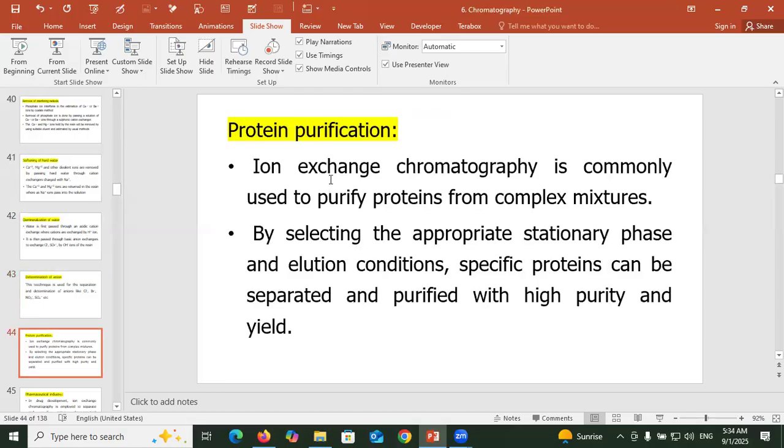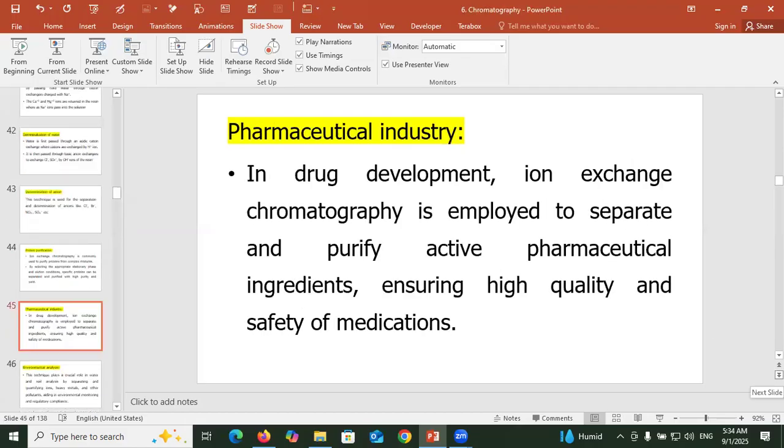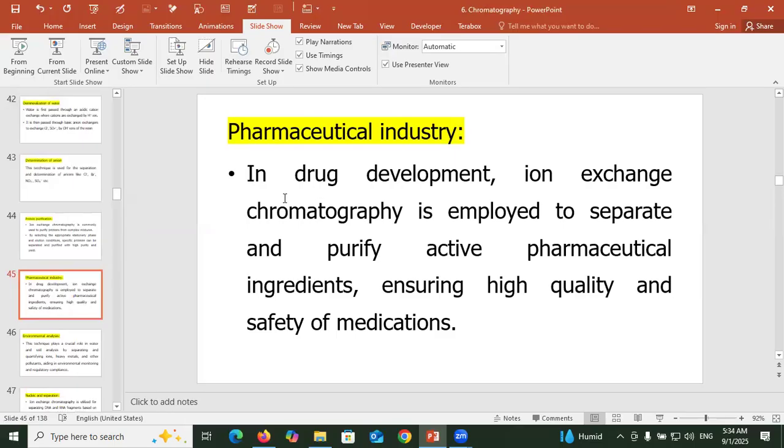Protein purification: ion exchange chromatography is commonly used to purify proteins from complex mixtures by selecting the appropriate stationary phase and elution conditions. Specific proteins can be separated and purified with high purity and yield. Pharmaceutical industry: in drug development, ion exchange chromatography is employed to separate and purify active pharmaceutical ingredients, ensuring high quality and safety of medication.